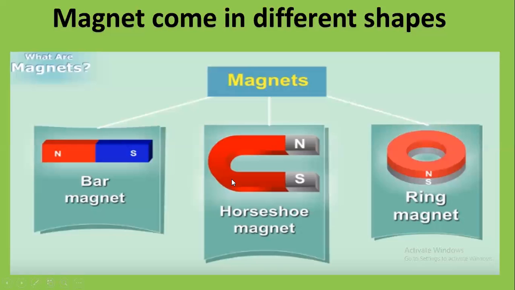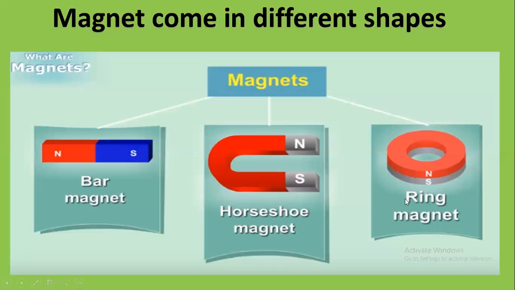Now, the second one is the horseshoe magnet. We also call it a U-shaped magnet. But why is it named a horseshoe magnet? You know, children, horseshoes are things worn by horses to protect their feet when they walk, like a shoe. Most horseshoes are made of iron and steel.